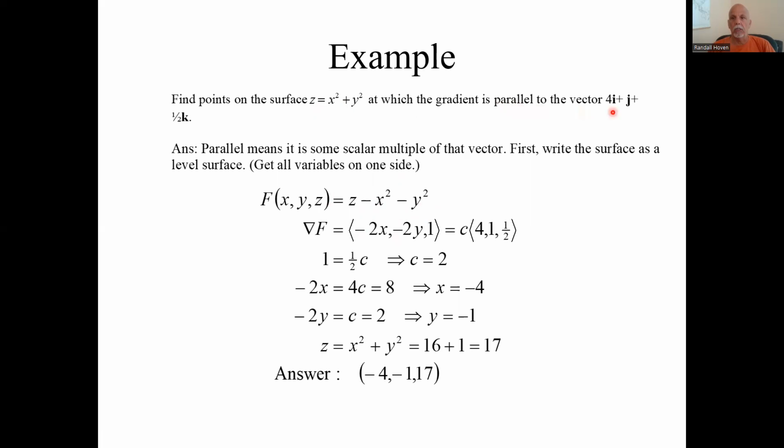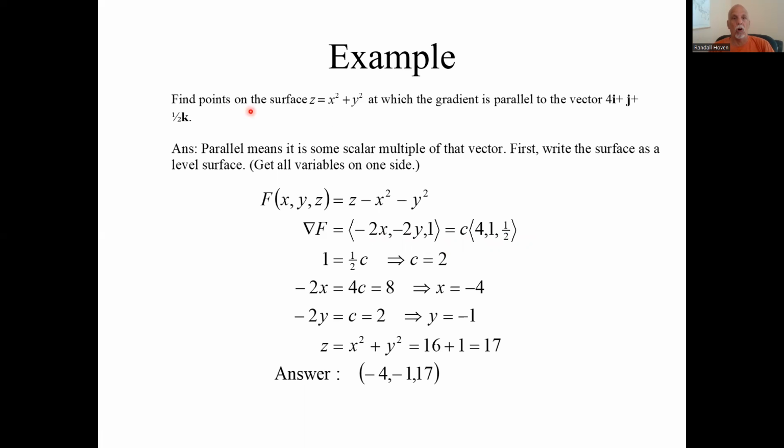That gradient is parallel to this guy, which means it's a scalar multiple. Let's call that c, something I have to determine. So this has to be true. This one vector equation is actually three scalar equations. How many variables? x, y, z, and c. Three equations, four unknowns. What's the fourth equation?